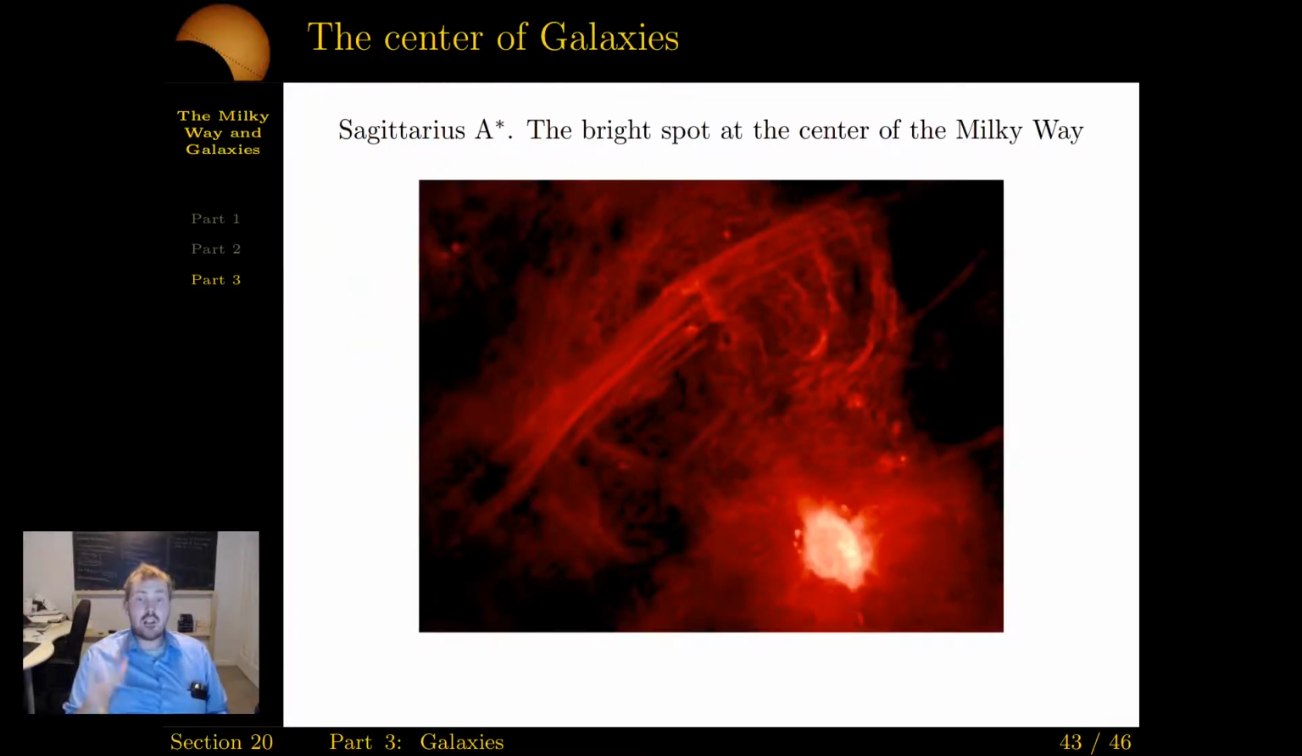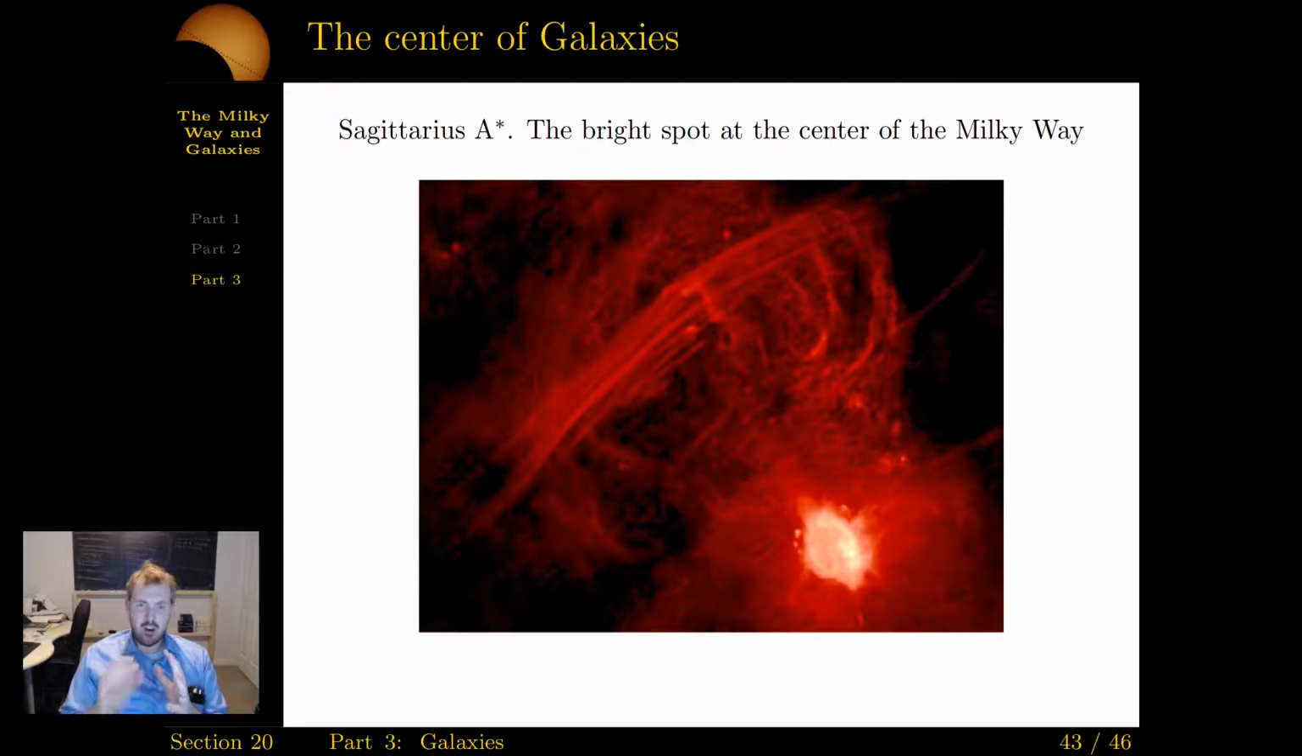So now let's gaze our attention towards the center of the galaxies. Every type of galaxy is always going to have some kind of brighter, more luminous region towards the center. Our galaxy, in fact, towards what's called Sagittarius A star, Sagittarius being the constellation where we find this, you'll notice this bright spot emanating from the center of the Milky Way.